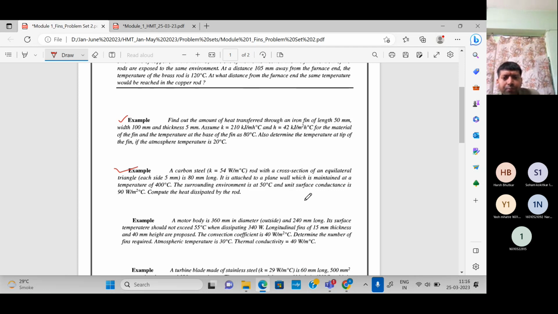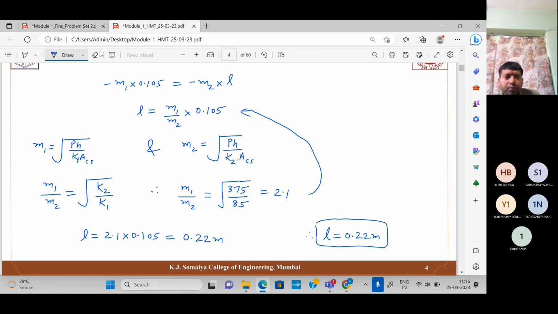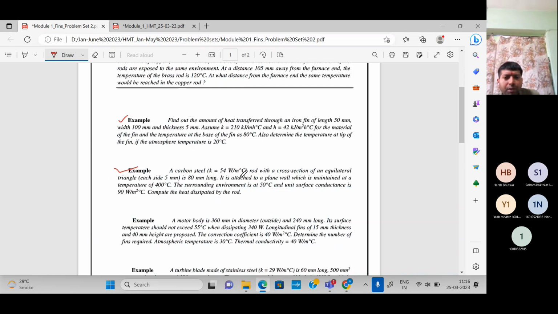Okay, so we can assume case 2. So let's solve the problem. फिर से देख लेते हैं. Carbon steel thermal conductivity is given.